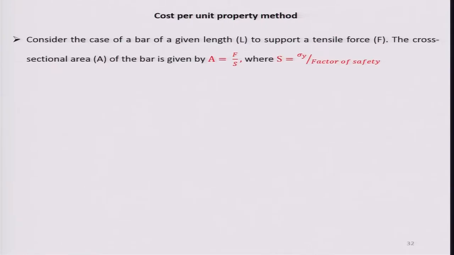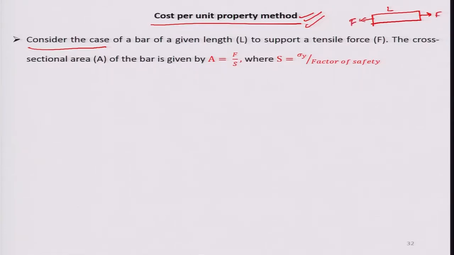Now, the second method is the cost per unit property method. This method is important where the cost of the material plays a significant role. I will explain this method by taking one example. Consider the case of a bar of a given length L to support a tensile force F. Suppose there is a bar of length L and tensile force on both ends is F. The cross-section area of the bar is A.